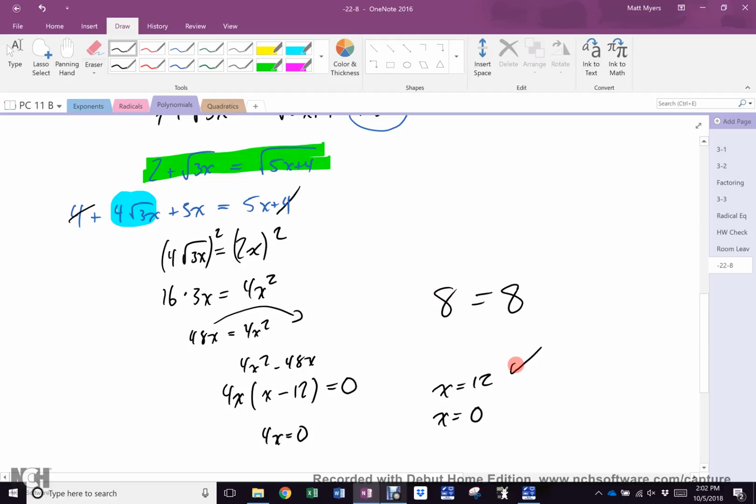Let's check 0. What's the square root of 0? 0. What's 2 plus 0? 2. What's 0 plus 4?